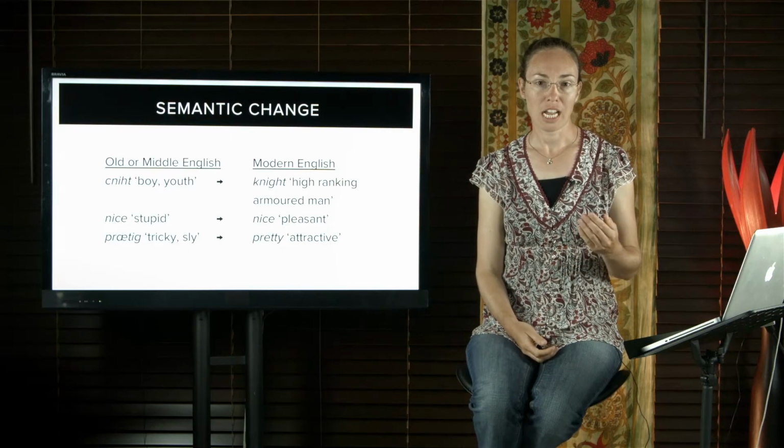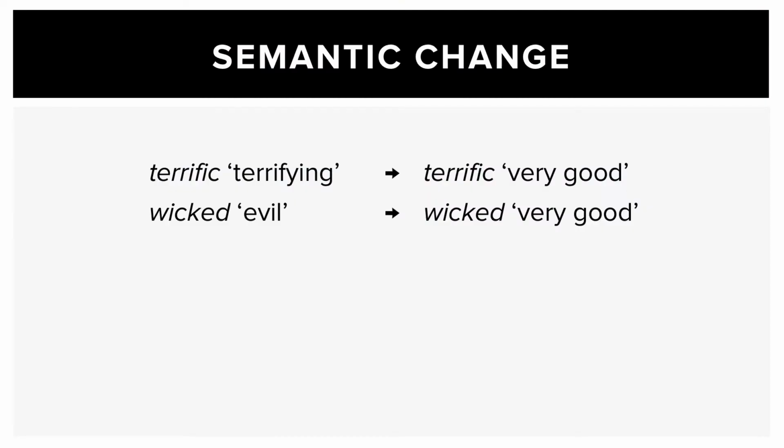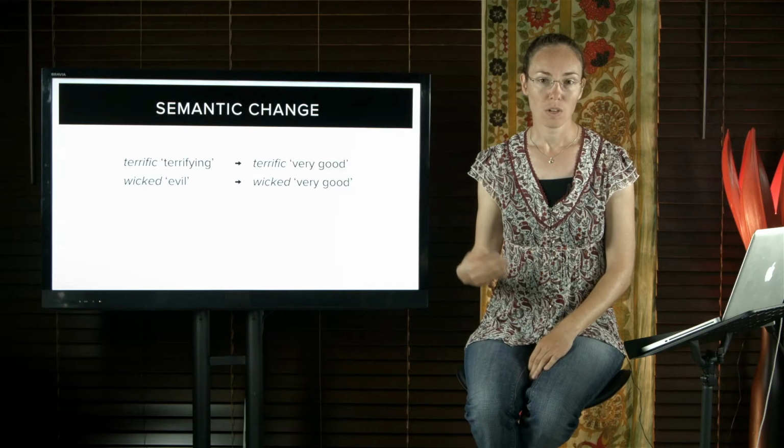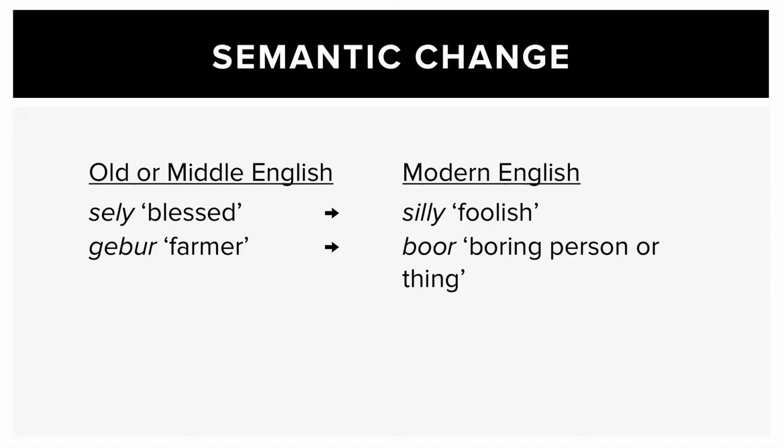Words that have changed to have a more positive meaning more recently include terrific, which originally was terrifying and now means very good, and also wicked, which used to mean evil, but today we can use it to mean very good. Words can also change to have a more negative meaning. So the Old or Middle English selly, meaning blessed, has now turned into silly, meaning foolish. Or gabor, meaning farmer, has become bore, meaning a boring person or thing.